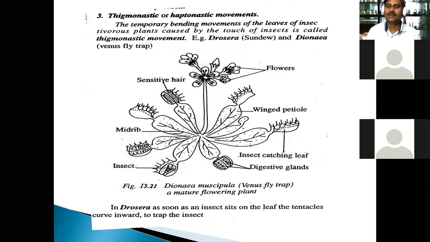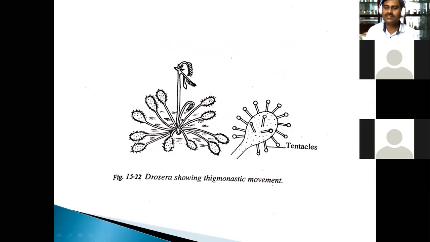So what happened is, the plant catches the insect. One of the plants is Drosera. Another is Dionaea, the Venus flytrap. Drosera is also called the sundew. So this is the Drosera.